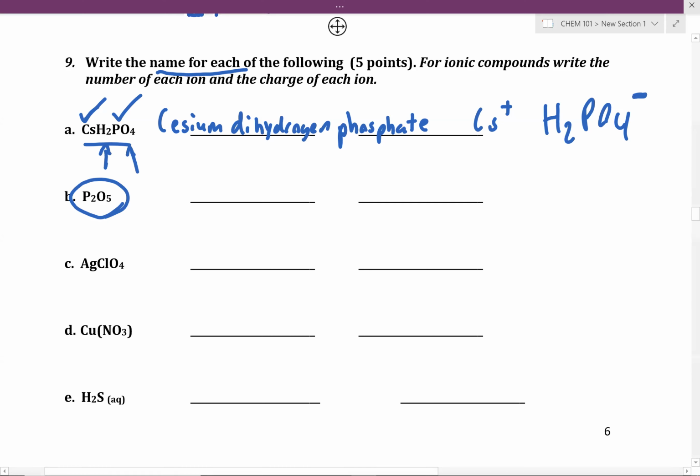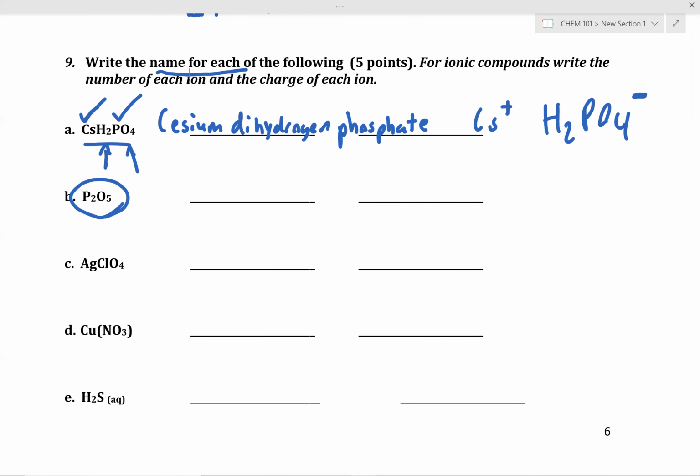P2O5. Let me switch pen colors for that because it's slightly different. Is this ionic or covalent? Covalent. So how do we name covalent? We have two phosphorus atoms, so we'd write it as diphosphorus. And then we have 5 oxygens. What prefix would we use? Pent. And then instead of oxygen, we change the ending to IDE. So it would be pentoxide.